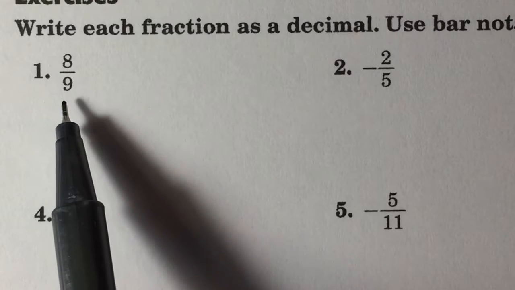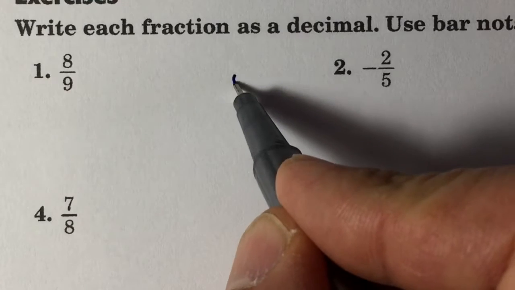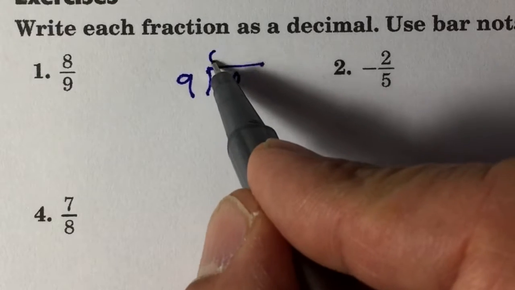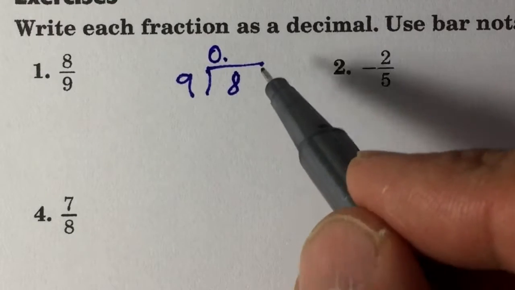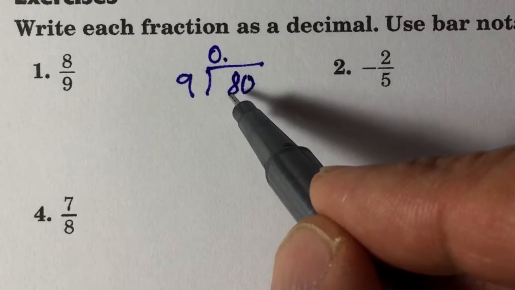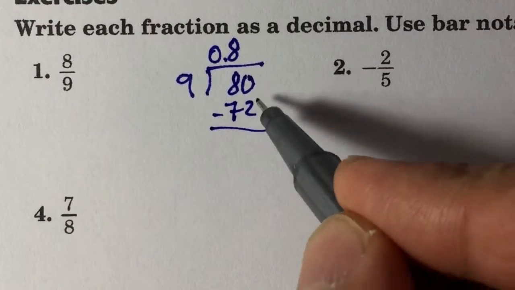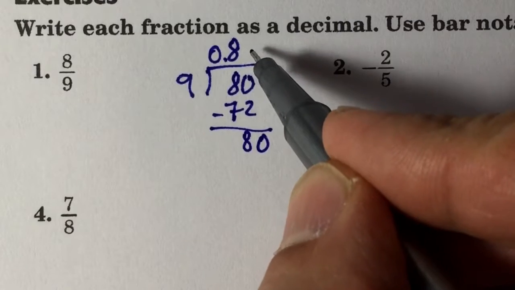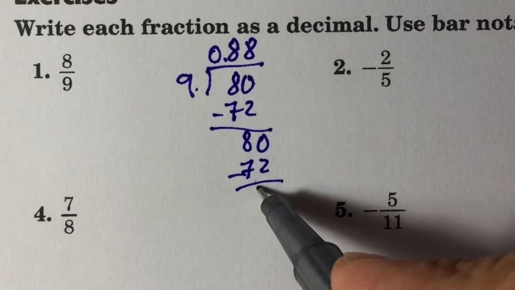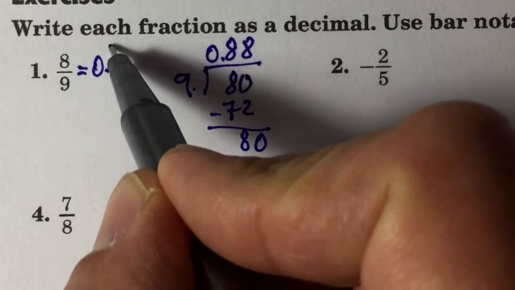Number 1, 8/9. How do you change it to a decimal? Okay, we're going to divide 8 by 9. We're going to put 8 in the cage like this and divide by 9. How many times does 9 go into 8? 0 times. So I'm going to do 8, 0. How many times does 9 go into 80? 8 times. 9 times 8, 72. Let's subtract. It's going to be 8. Put another 0. Then again 9 times 8, 72. Subtract, 8, 0, and so on. So this is going to be 0.8. This repeats, and I'm going to put a bar on top.